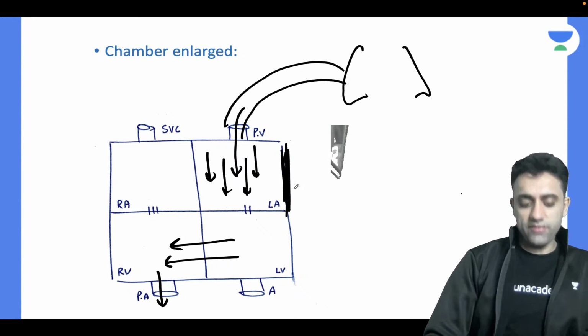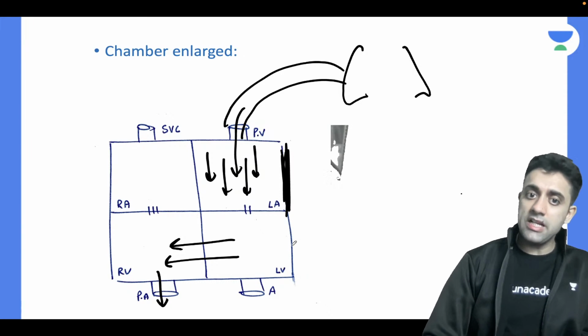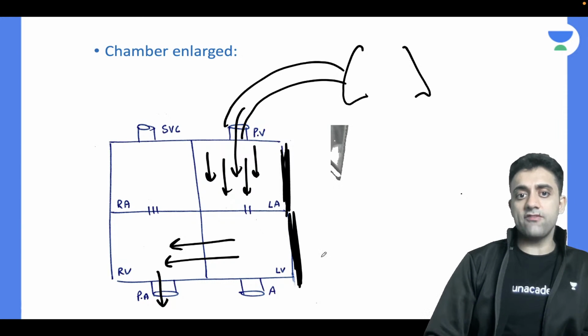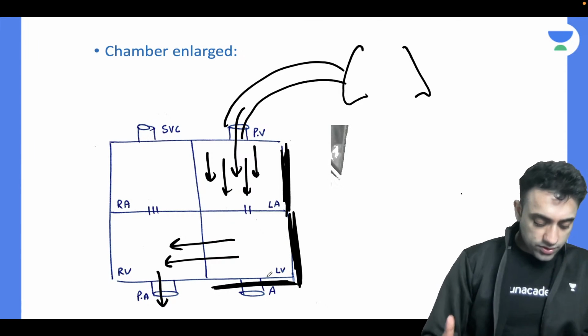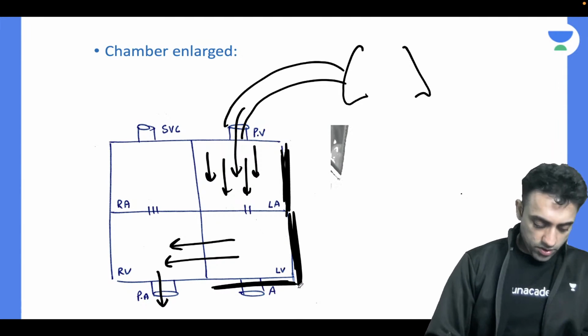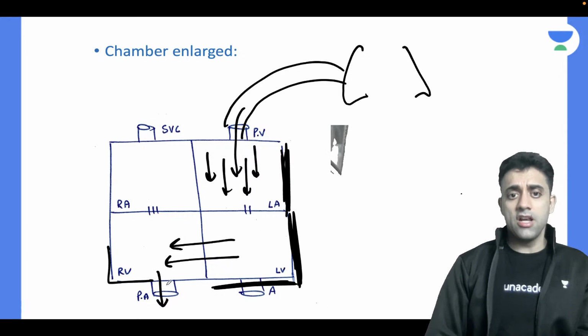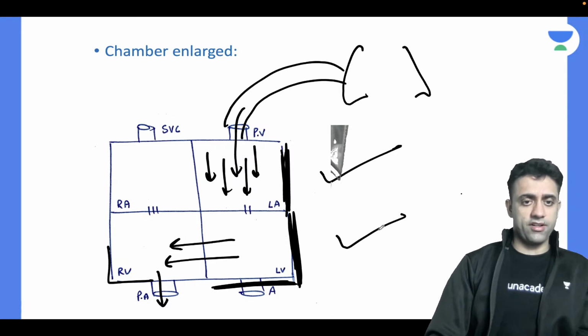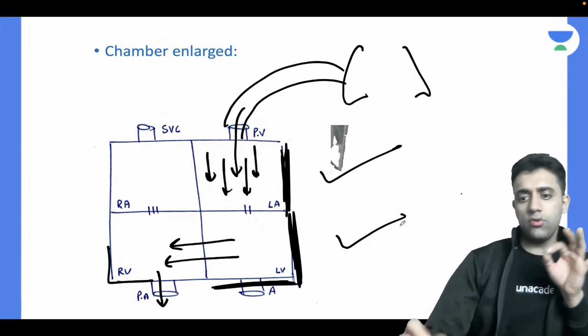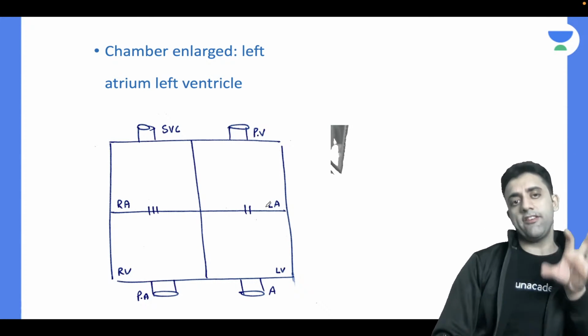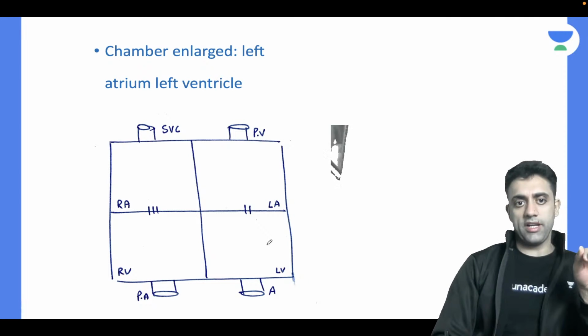So number one, will the patient have a left atrial enlargement? Yes. Will it have a left ventricle enlargement? Yes. So these two enlargements are very important. Yes, you can say that even some part of the right ventricle also gets enlarged, but mainly left atrium and left ventricle. The book says that left atrium and left ventricle are what is more commonly enlarged.